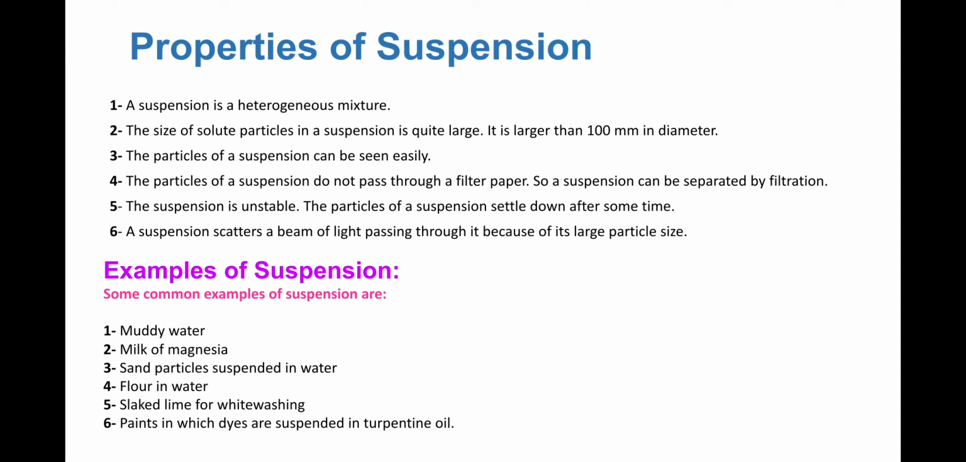The particles of suspension do not pass through filter paper, so a suspension cannot be separated by filtration. Suspension is unstable. The particles of a suspension settle down after some time. A suspension scatters a beam of light passing through it because of its large particle size. Examples of suspension: muddy water, milk of magnesia, sand particles suspended in water, fluorine in water, slag lime for washing, paints in which dyes are suspended in turpentine oil.